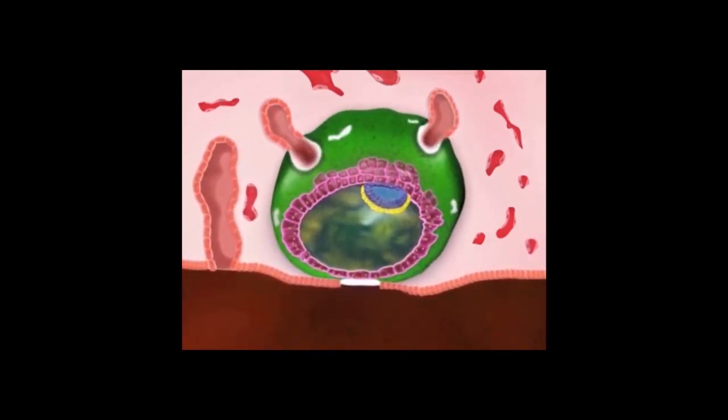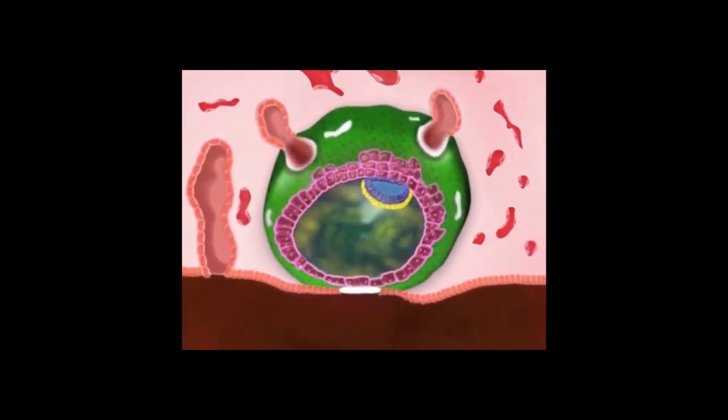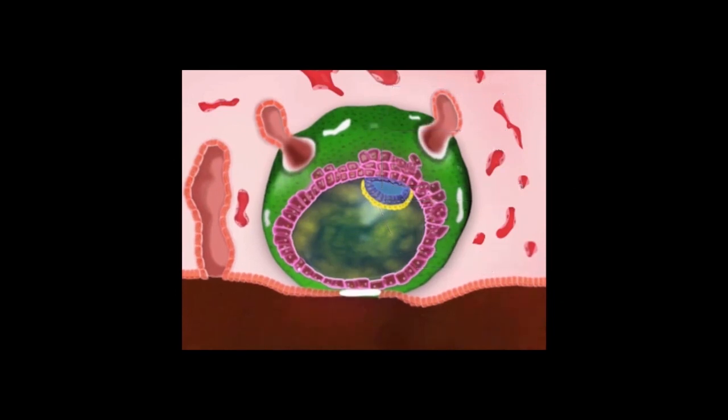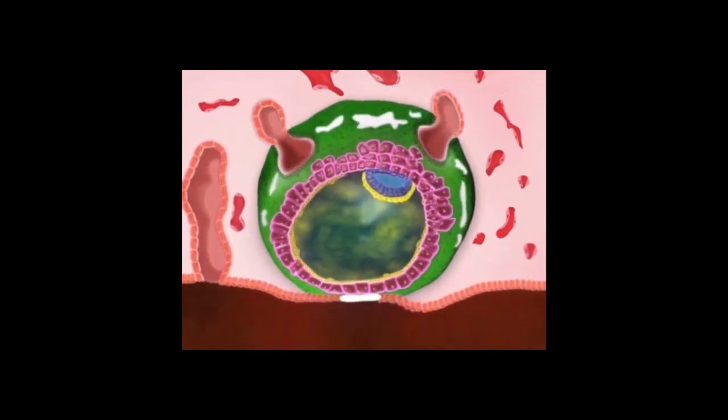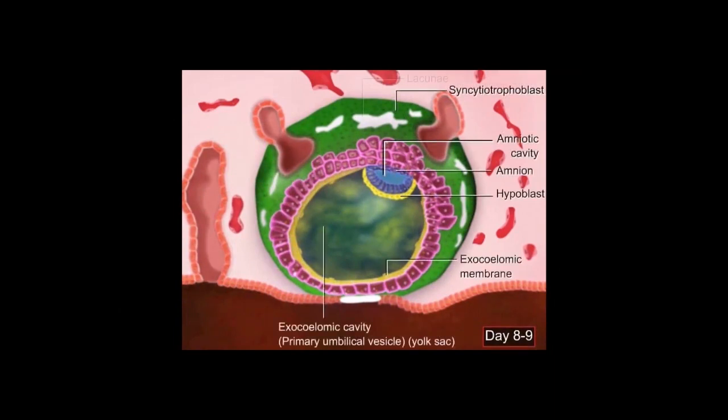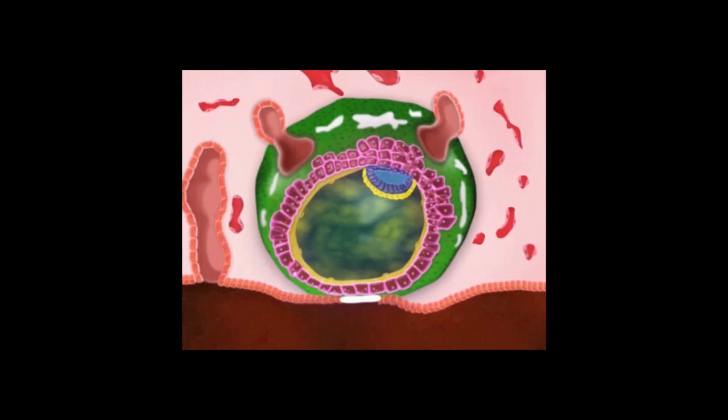Enzymes from the syncytiotrophoblast break down decidual cells, which provide a rich source of nutrients. The embryoblast becomes a circular bilaminar disc consisting of the epiblast, with high columnar cells, and the hypoblast, which is a thinner layer of cuboidal cells. The hypoblast forms the roof of the exocoelomic cavity, also known as the primary umbilical vesicle and yolk sac, which is continuous with the exocoelomic membrane.